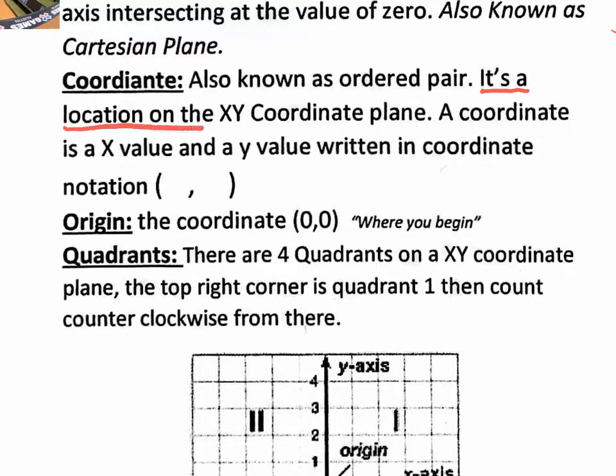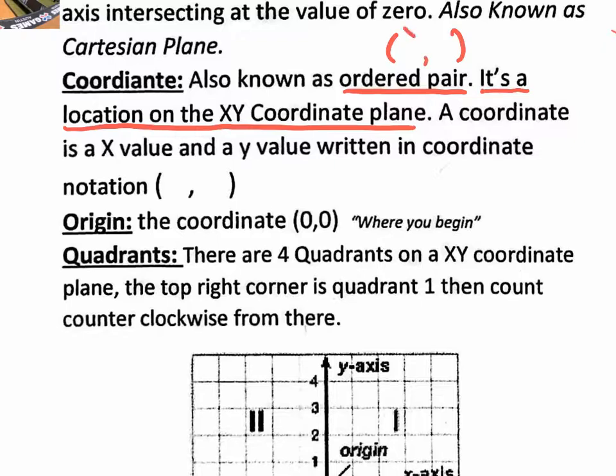It's a location on the xy coordinate plane. That's what it is. It's a location. It's also known as an ordered pair. Now, what do I mean by ordered pair? What is a pair? It means two. Order, they're in order. What kind of order? Alphabetical order. So a coordinate is going to have parentheses, and it's going to have two numbers in here.